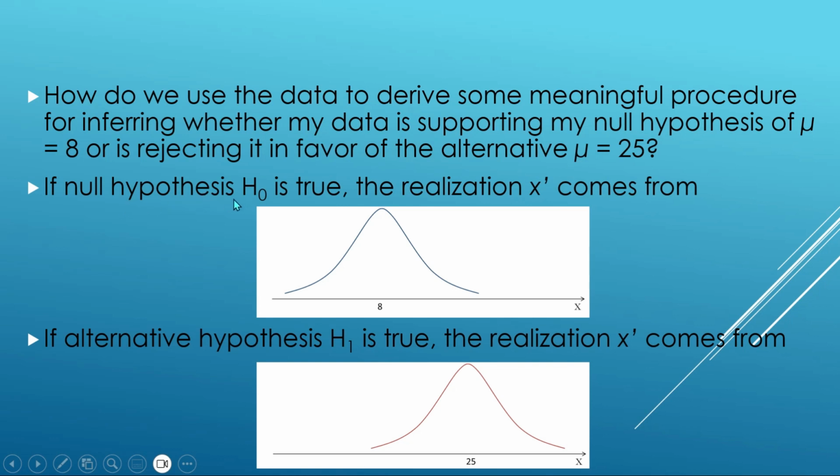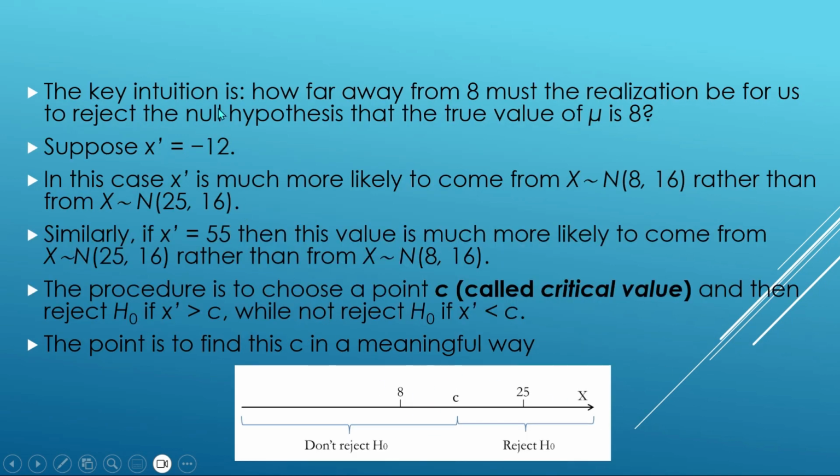If null hypothesis H0 is true, the realization x prime comes from this graph. It should fall within this bell-shaped curve. If alternative hypothesis H1 is true, the realization x prime comes from this graph. So the key intuition is how far away from 8 must the realization be for us to reject the null hypothesis that the true value of mu is 8.